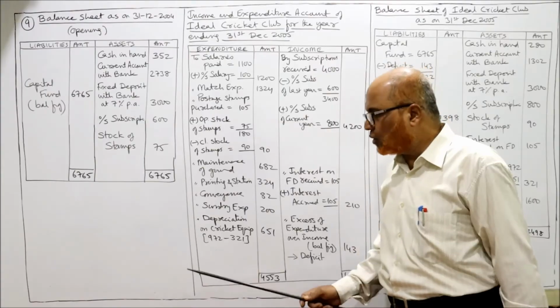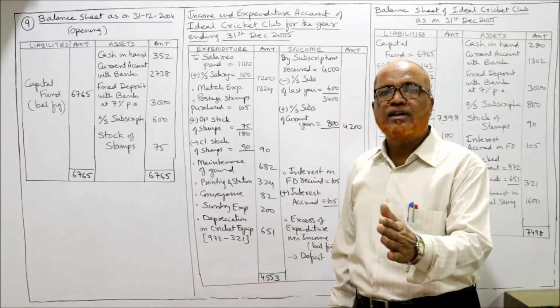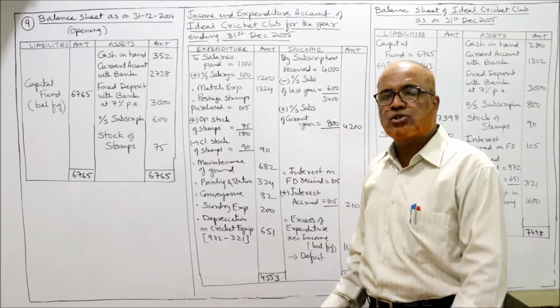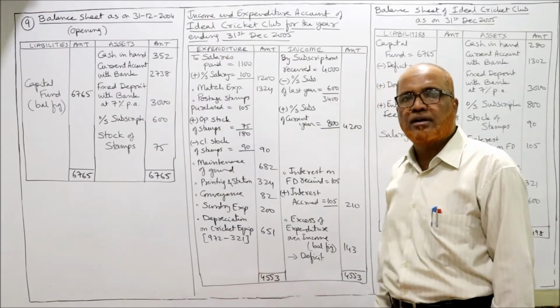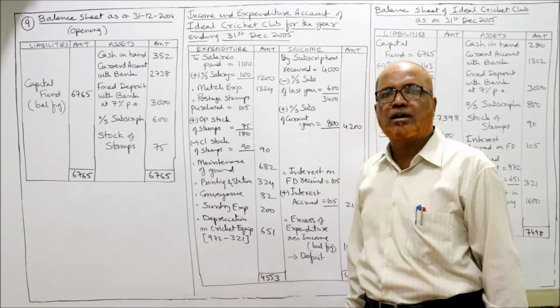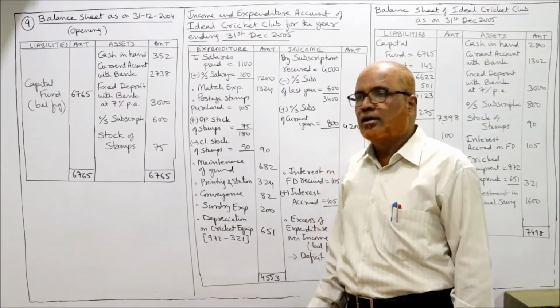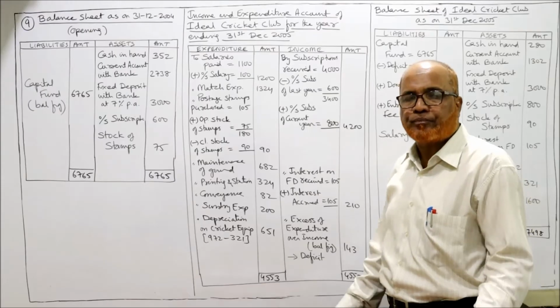पेमेंट साइड पे क्रिकेट इक्विपमेंट परचेज 972 और एडजस्टमेंट में दे रहा एंड ऑफ द ईयर द वैल्यू ऑफ क्रिकेट स्पोर्ट्स इक्विपमेंट इज 321. खरीदे 972 में, लेकिन जब साल खत्म हो रहा तो उसका वैल्यू रह गया खाली 321 का. तो बाकी का क्या हो गया, डिप्रिशिएट हो गया. तो माइनस कर देंगे 972 minus 321, 651 is the depreciation.